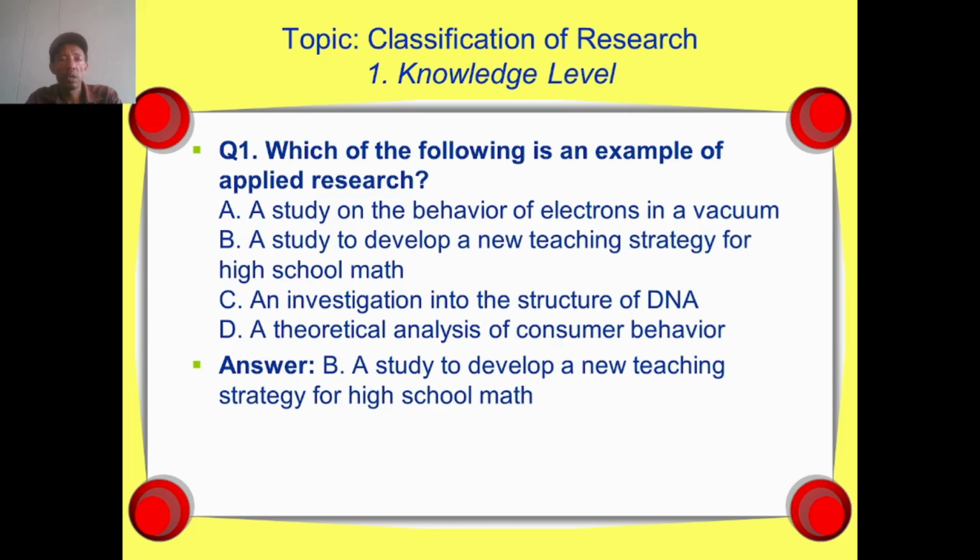An example of a knowledge level question is: which of the following is an example of applied research? A study on the behavior of electrons in a vacuum; a study to develop a new teaching strategy for high school math; an investigation into the structure of DNA; a theoretical analysis of consumer behavior. So a study to develop new teaching strategies is an example of applied research.